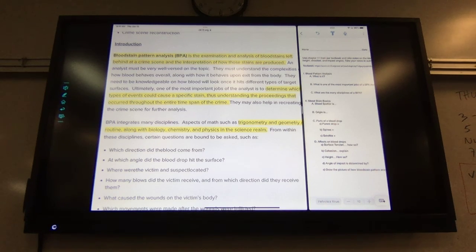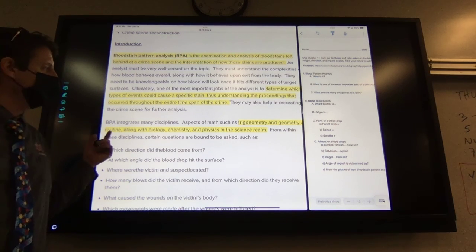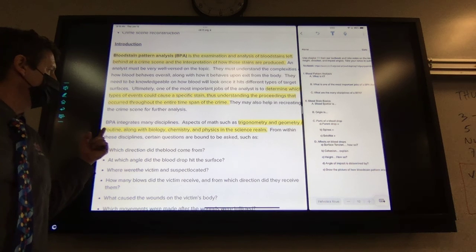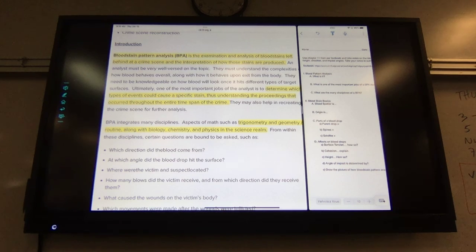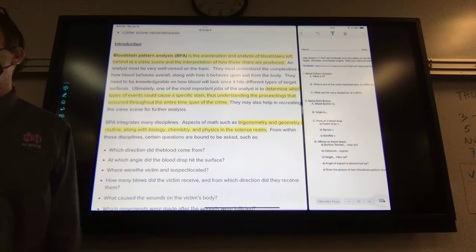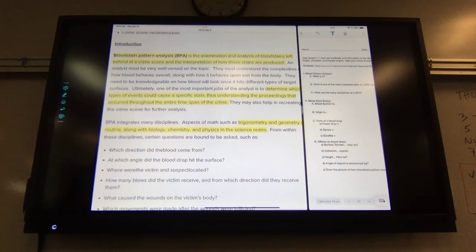Question C, what are the many disciplines? As I mentioned, there's physics, there's math, there's geometry, biology, chemistry. Just about all the major sciences are involved in blood pattern analysis. So again, I highlighted that. And if you're in the textbook, it's also okay for you to do a copy and paste if you want to do that, or if you want to write it out.